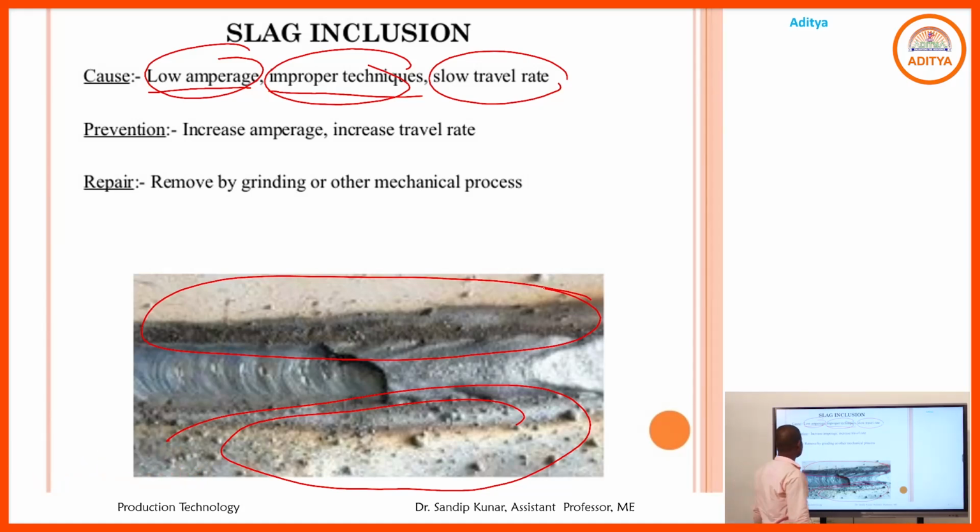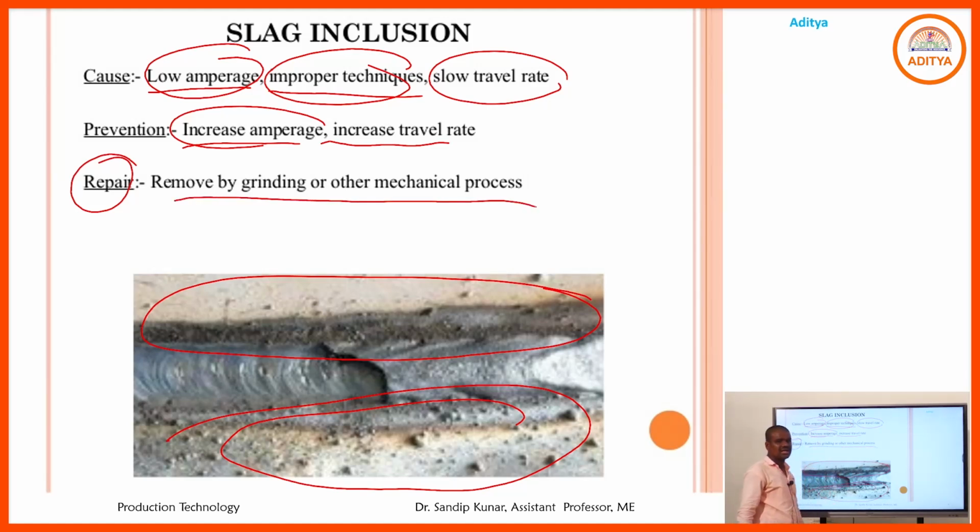So how to prevent slag inclusion? First, increase the amperage, meaning we increase the current. Then increase the travel rate. We increase the travel rate and increase the ampere or current up to the optimum rate. Beyond that, it will again create problems. So how to repair? We can remove the slag inclusion by grinding or other mechanical processes.